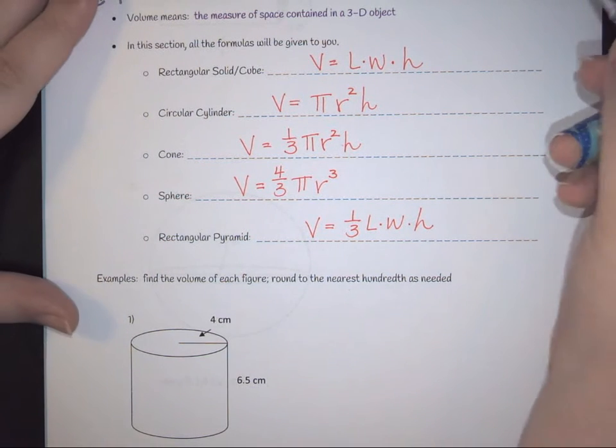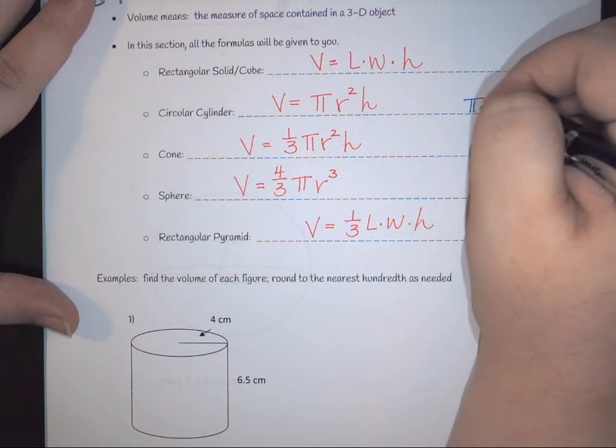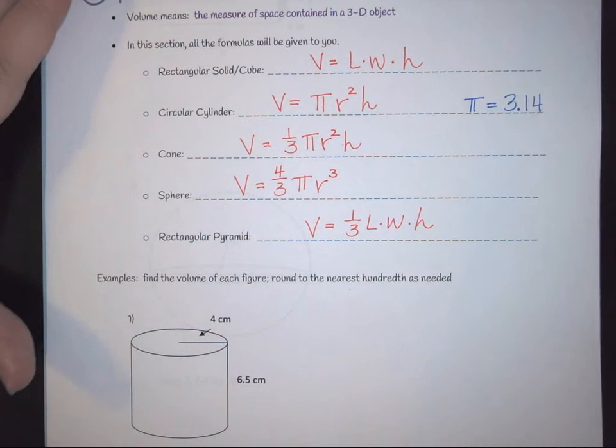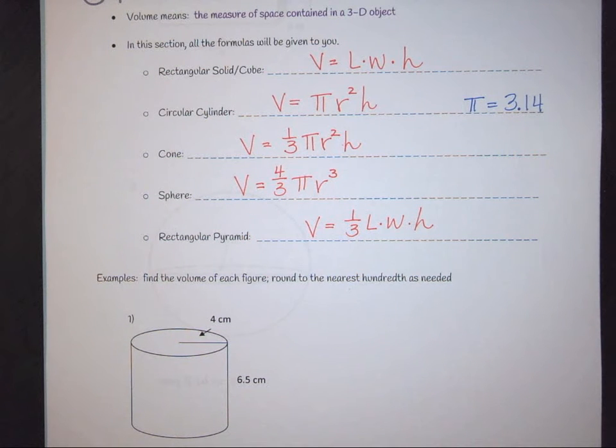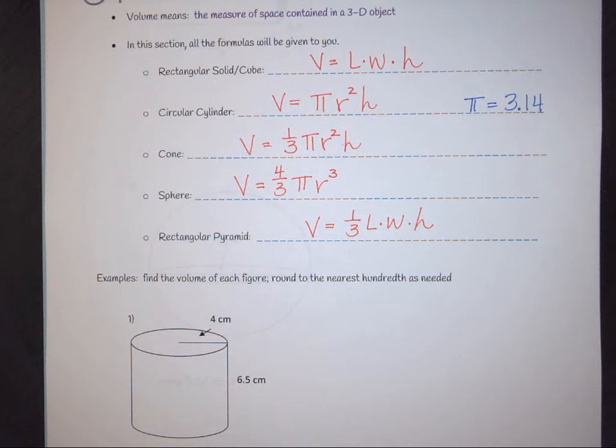And what you need to remember about all of these is that when we're talking about pi, most of the time we're talking about 3.14. A cone is going to be 1/3 pi r squared height. So notice the difference between a circular cylinder and a cone is that a cone has this 1/3 piece to it. The reason for that is because if you take a look closely at a circular cylinder as it relates to a cone, the cone is roughly 1/3 the volume.